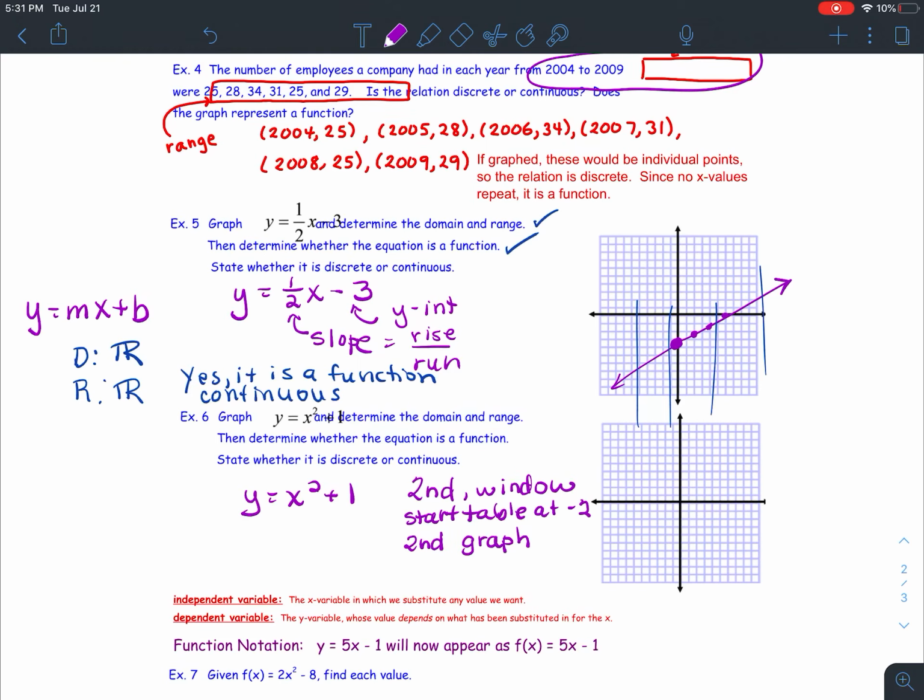Okay, what makes this equation different than the one we just did? This is a quadratic, it's going to be a parabola. This one here is just a linear equation. If you were to go into that table on your calculator, you would see all kinds of points that you could plot. You can plot several of those here and run your pencil through to get the idea of how the parabola would look.